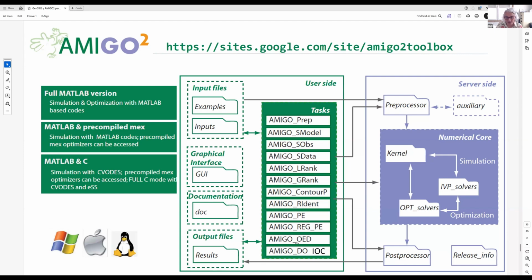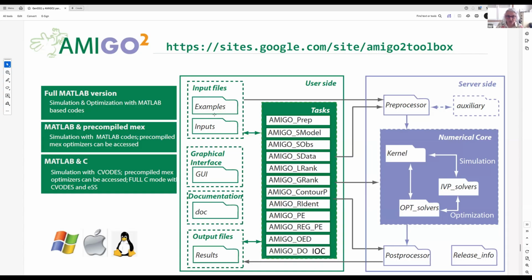So there are many tasks within AMIGO. Some of them I was not describing today because of lack of time, but you will see that you have regularization possibilities as well for parameter estimation, the possibility of solving inverse optimal control problems when you want to estimate parameters but also time-dependent functions in your model. You will have several functions for simulation, even to generate pseudo-experimental data, ranking of parameters in connection with sensitivity analysis, and so on and so forth.